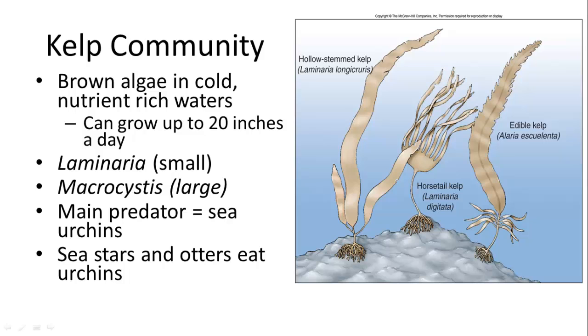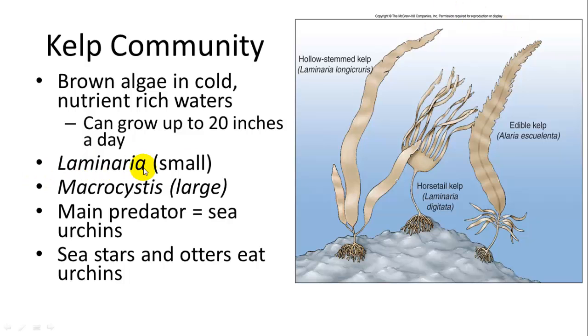The kelp community is also a very diverse area, which is generally dependent on brown algae in cold waters, which are nutrient rich. So cold water holds more oxygen, and if there's upwelling there, it holds more nutrients as well. They are very fast growing, grow up to 20 inches a day, and they create these basically underwater forests, and it can extend all the way to the sea surface.